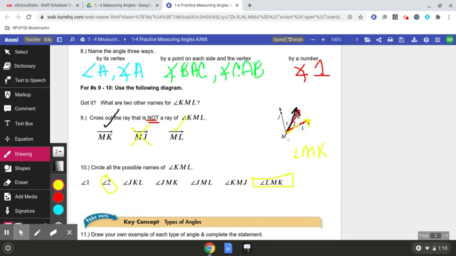Just take note, and this was in the actual notes section, you cannot call this by the single vertex letter because it's actually comprised of two separate angles. So you have to either use the 3 letters or the number way.